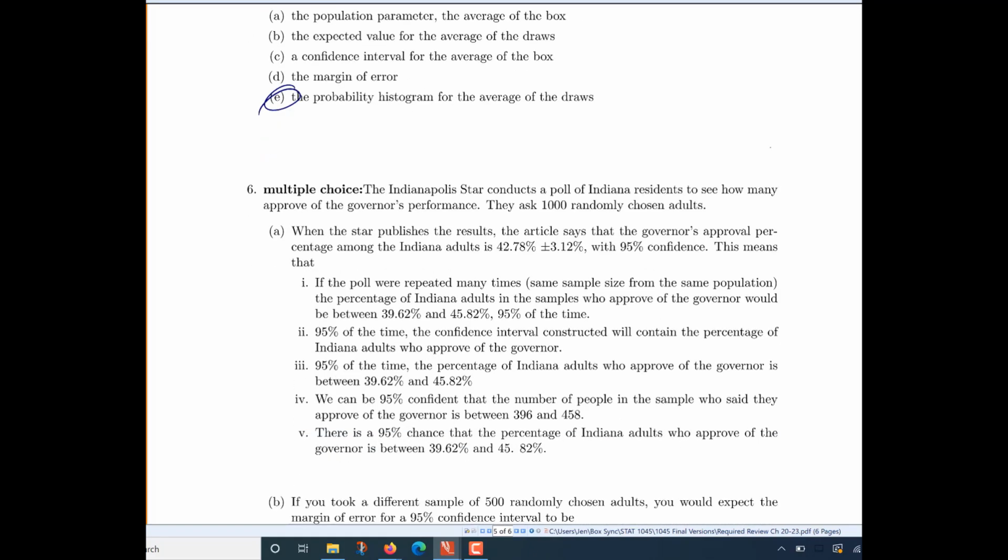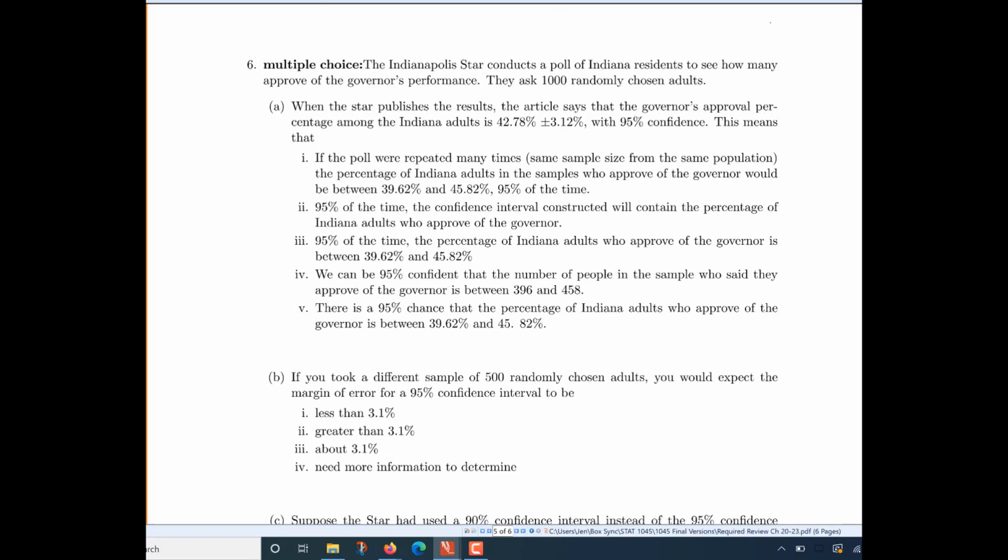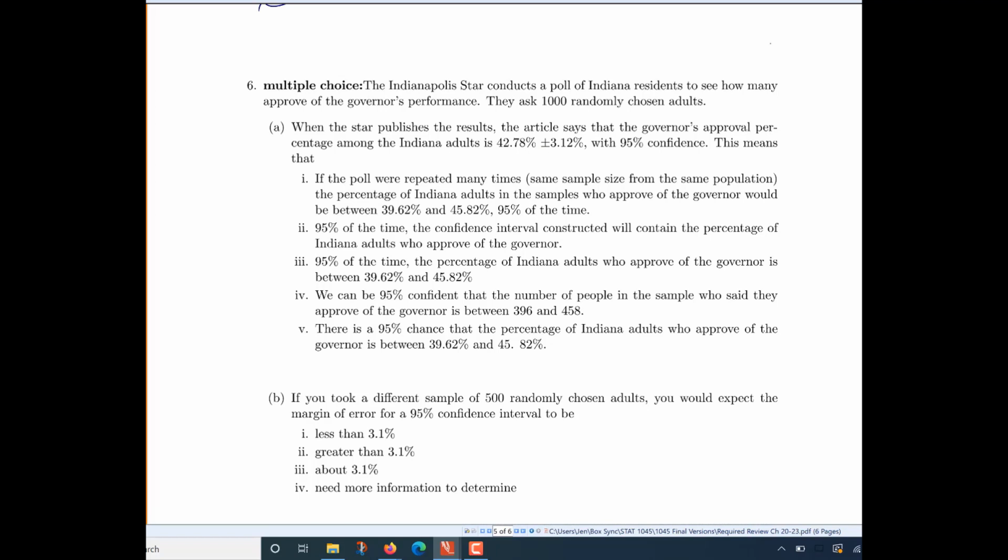Number 6, the Indianapolis Star conducts a poll to see if they approve of the governor. They ask 1,000 randomly chosen adults. When the Star publishes the results, the article says that the governor's approval percentage among the adults is 42.78 plus or minus 3.12% with 95% confidence. This means that, okay, stop right there. This is one that's going to be talking about your interpretations.